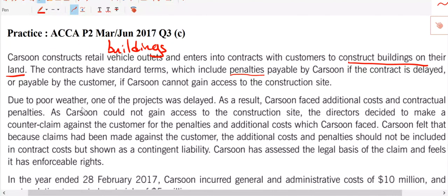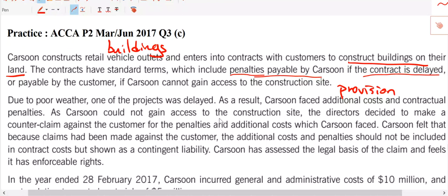Due to poor weather, one of the projects was delayed. Now, if there is a delay, we have to pay penalty. As a result, we face additional costs and contractual penalty. I think this is the provision here. Okay, additional costs and penalties.